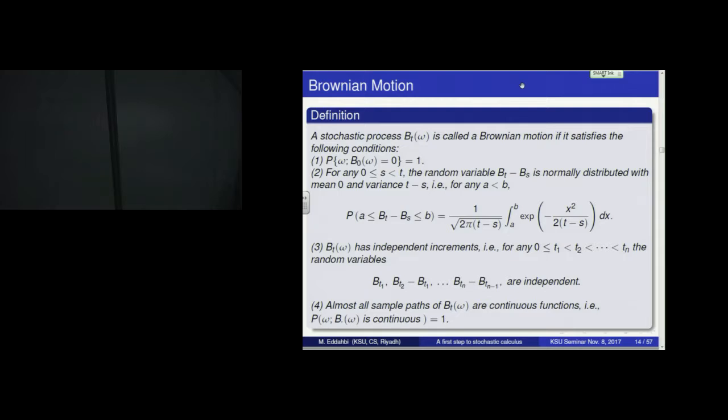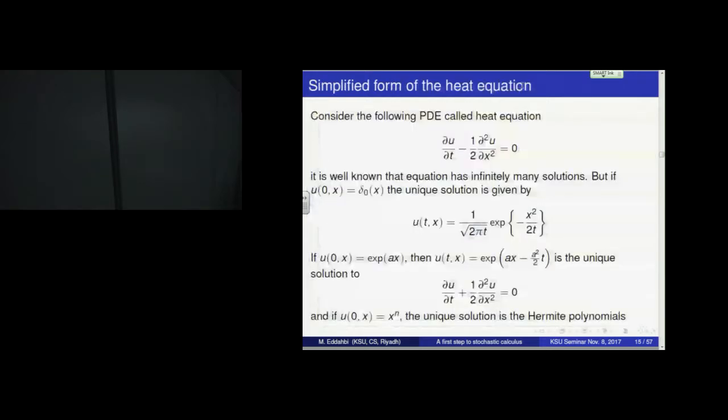Okay? So these are the four properties for the definition of a Brownian motion. Now let's see what the corresponding interpretation of this function is in PDE theory. If you consider the very simple heat equation, which takes this very simple form, looking at this equation, it has infinitely many solutions, right? Because we have no initial data and no final data, right?